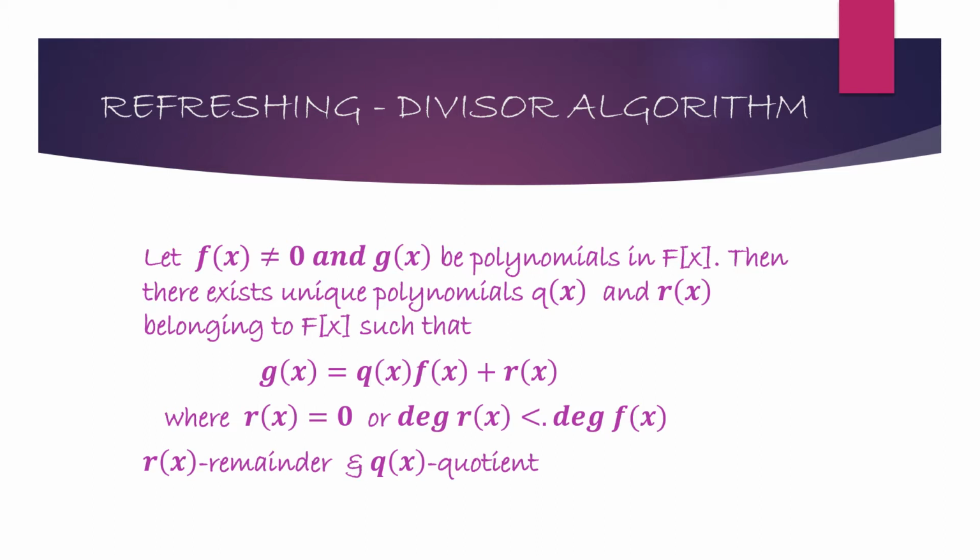So how do I say a particular element is a root of a polynomial? Suppose I declare a is a root of a polynomial f of x, then f of a is equal to 0. That is, my answer should be 0. That is, there shouldn't be any remainders. This is what the definition of a root of a polynomial says.